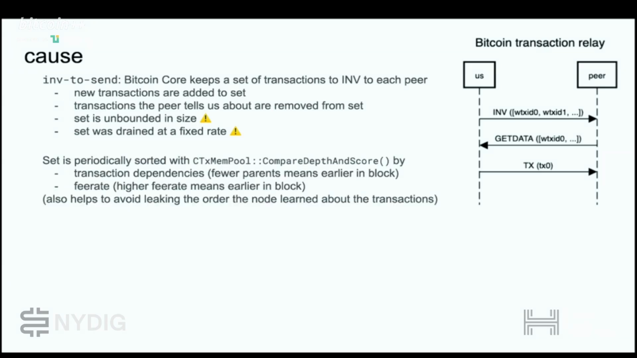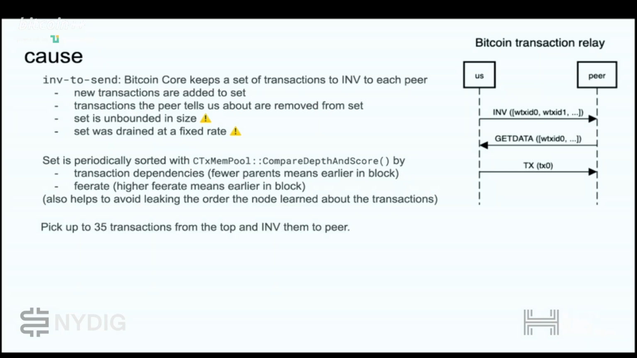Then we sort the set periodically, every 5 seconds for example, with the CTxMemPoolCompareDepthAndScore. We saw this function earlier, we spent a bunch of time there. We sort by transaction dependencies and fee rate. So we want to make sure the transactions that have a higher fee rate, for example, are inved earlier, just because they are probably also going to be mined earlier. Relaying higher fee rate transactions to miners earlier is better. And this also helps us avoid leaking the order in which we receive transactions, because we sort it, so it's not depending on the order we received it. It's a different order. This is a nice privacy benefit.